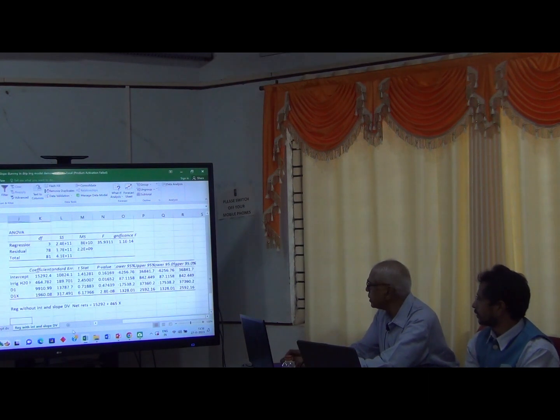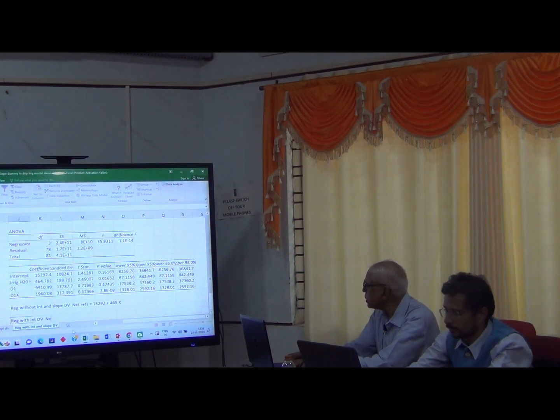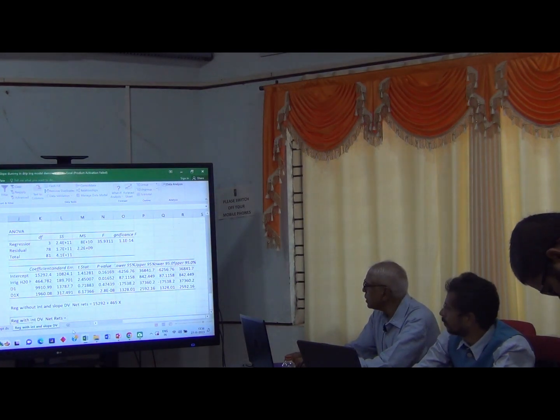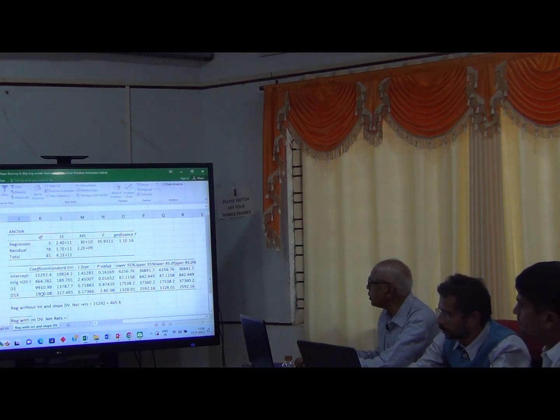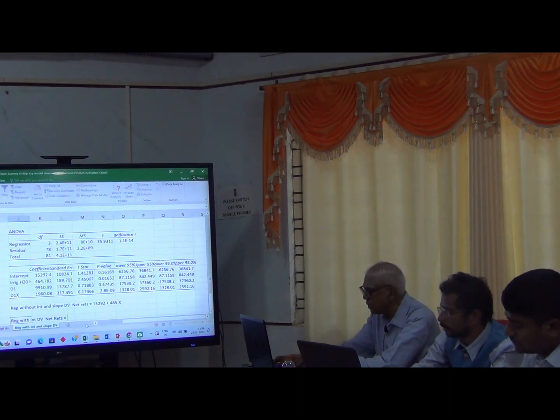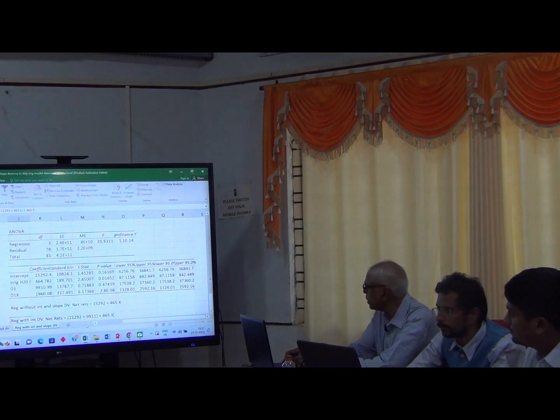Okay, all of you please see. Then regression with the intercept. Net returns is equal to 15,292 plus 9911 plus 465 x. Yes. Okay.